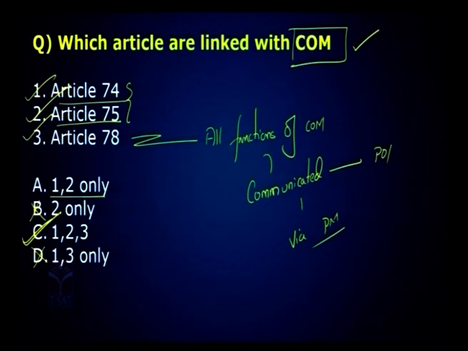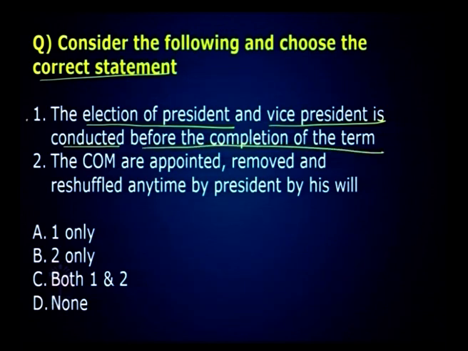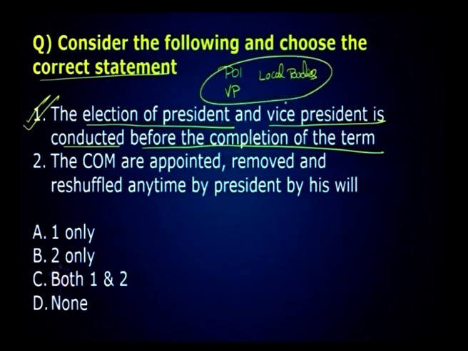Now let us see the last question in this series of Indian Polity Group 1 TSPSC program. Look at the question carefully. Consider the following and choose the correct statement. The election of the President and Vice President is conducted before the completion of the term. This is in current affairs. I want everyone to understand. The elections of the President of India, the Vice President, the local bodies are actually conducted before the completion of their term.